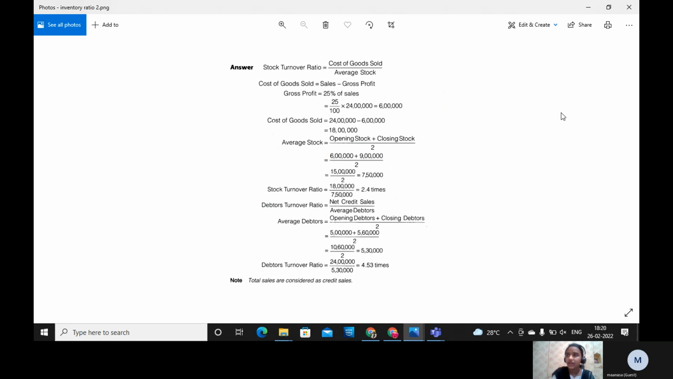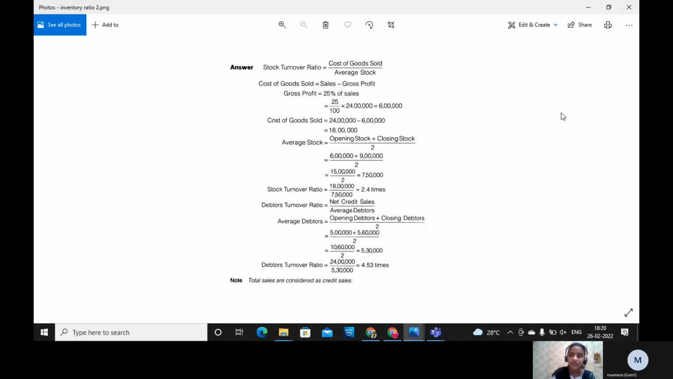The debtors turnover ratio can be calculated as net credit sales by average debtors. Average debtors is equal to opening debtors plus closing debtors by 2, which is 5 lakhs plus 5 lakh 60,000 by 2, which is 10 lakh 60,000 by 2, equal to 5 lakh 30,000. So the debtors turnover ratio is 24 lakhs by 5 lakh 30,000. 24 lakhs is net credit sales and average debtors is 5 lakh 30,000, which is equal to 4.53.